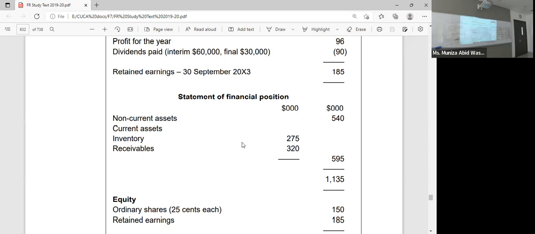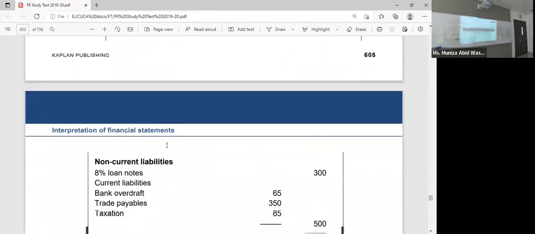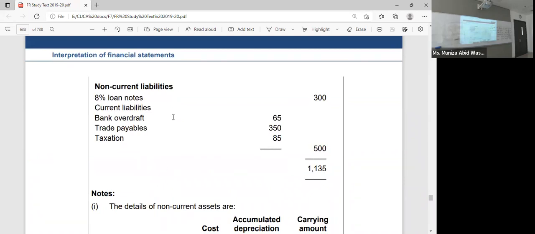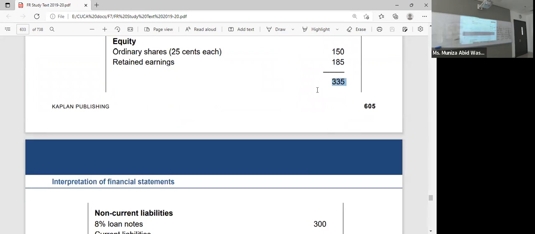Then students, the next ratio is debt to equity. Debt, total debt of the organization, we can take long-term debt, or we can take the short-term debt as well. If you have to take total debt, then you can take both, but I suggest you take the long-term liabilities only. 300 is the total debt, divided by total equity, which is 335. 300 divided by 335 is 0.89.